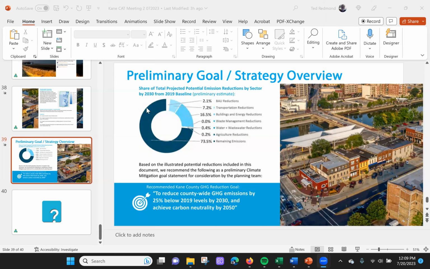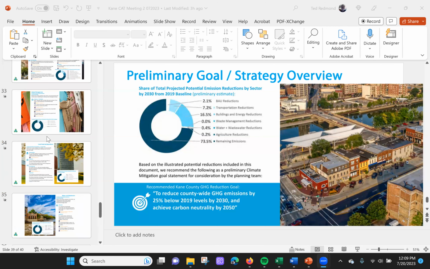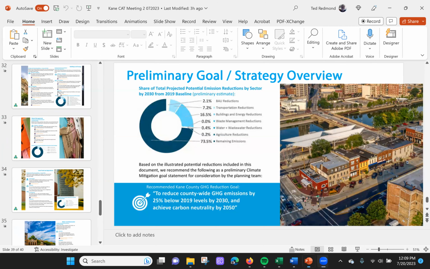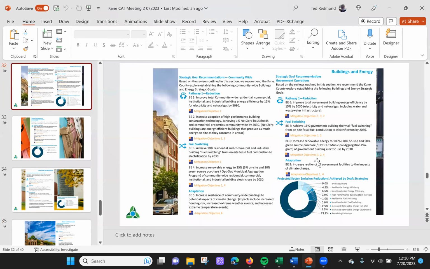But anyways, there's this chart which shows how the preliminary goals relate to the overall reduction. And then for each section that has greenhouse gas emission reductions, like this one for buildings and energy, you can see these strategies. Not all of them have emission reduction. Some of them are resilience, for instance. But you see how each of these strategies then has a preliminary estimate for how it contributes to that sector's reduction. And these are all available in the baseline document, which is linked on the agenda also.